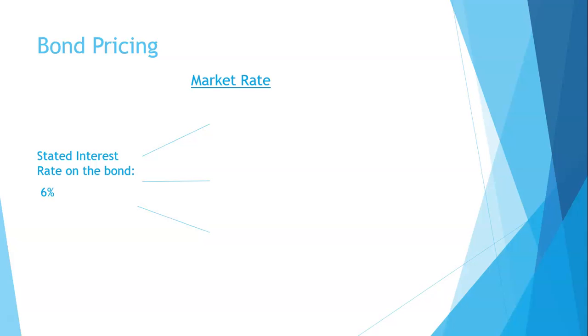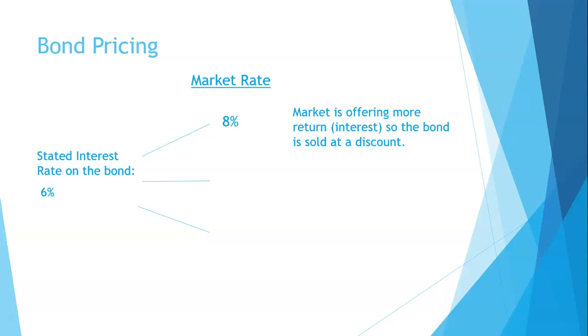So bond pricing is very dependent upon the interest rate on the bond and how it relates to what the market is offering for similar bonds. So if say IBM were to issue bonds, IBM's a pretty solid company, has a pretty solid credit rating. If they offer 6% on their bonds and they walk out into the market and realize that the market is offering 8% on similar bonds, IBM is going to have to issue these bonds at a discount. The market is offering more return or interest to investors, so in order to entice investors, IBM will have to offer a discount on the bond, meaning put it on sale.